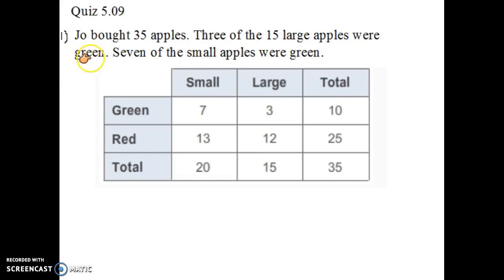All right, so quiz 5.09 is on two-way tables. The problems that I'm going to show you are similar to the ones on the quiz, but I have changed numbers. So make sure you read the problem carefully. This is just to show you how to work them.